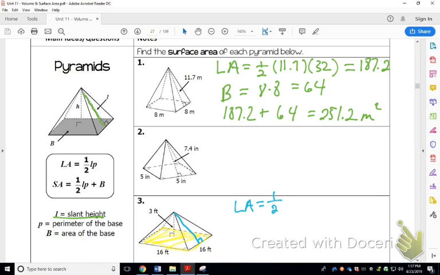Is there something we can use to actually find that? Yeah. So can we complete this? Can we make a right triangle? Yeah. So you see the 3 feet is actually the height of the pyramid itself. It hits right in the middle. So we're going to connect those two with another side.